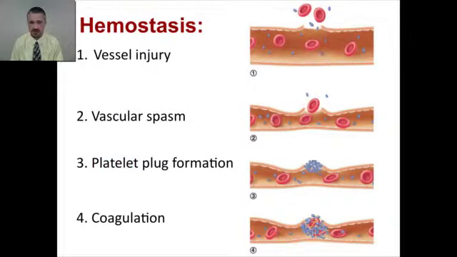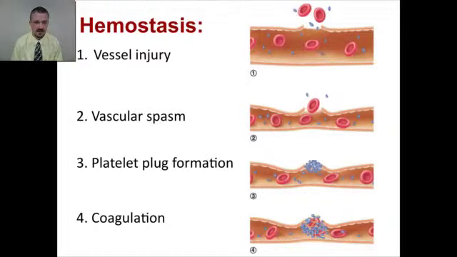With hemostasis, what's really going to happen is you're going to have some injury to the blood vessel, as you can see at the top here. You're going to start losing blood. One of the first things that happens is we're going to get what's known as a vascular spasm. The smooth muscle cells that are in the blood vessel are going to contract down and lead to a vasoconstriction, and what this is going to do is limit the amount of blood that is flowing through that particular area.